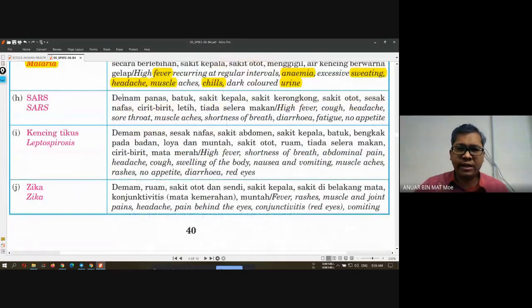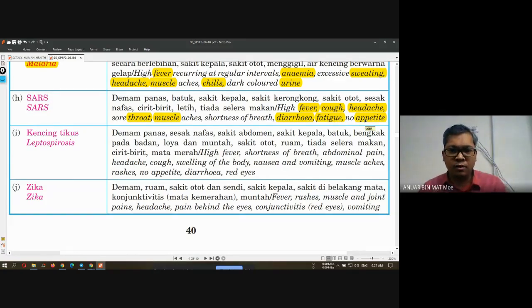Okay, SARS. COVID is one of the SARS. Yeah, COVID-19 is a type of SARS. High fever, yes. Cough, of course. Headache, sometimes. Sore throat, yes. Muscle ache, shortness of breath. Very short, because if you suddenly experience shortness of breath, it means that your lung has been infected by the COVID virus, by the corona. Diarrhea, of course. Fatigue, very tired, and no appetite.